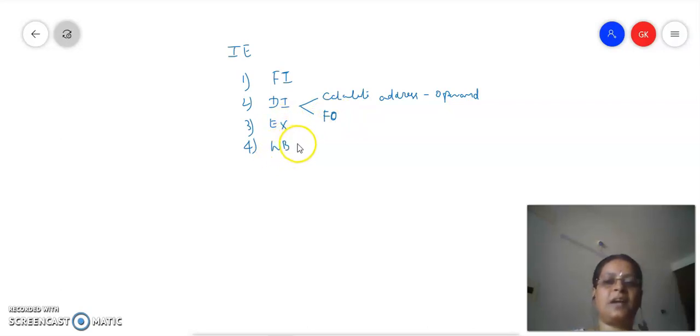So execution of any instruction has to follow these four phases. First, we fetch the instruction from the memory. After fetching, it has to be decoded. After decoding, based on the nature of the instruction, whether it needs a single operand, two operands, or three operands, it will calculate the address of the operand, and then fetch the operand. After fetching, it will perform the execution and then write back.